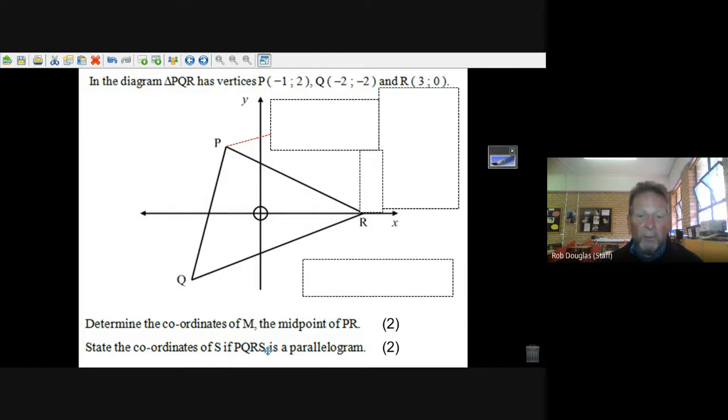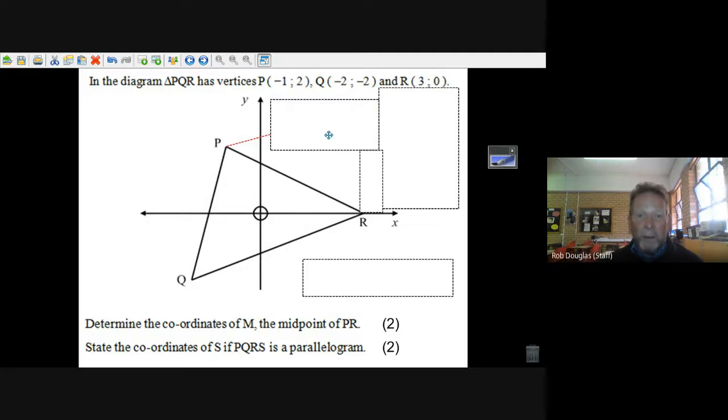Well, when they say PQRS is a parallelogram, what you should do is go from P to Q to R in the order it is, and then you'll realize that S, the point they're looking for, must be out here. The only way you could do it in this order, you couldn't have a parallelogram down here. It's P, Q, R. S must be somewhere up here. That's the first thing to get.